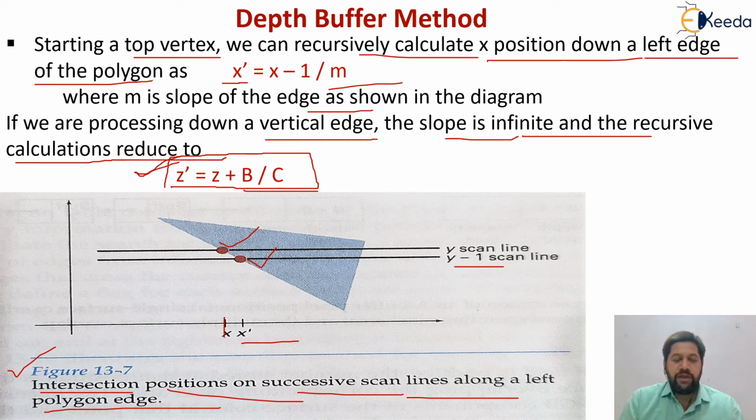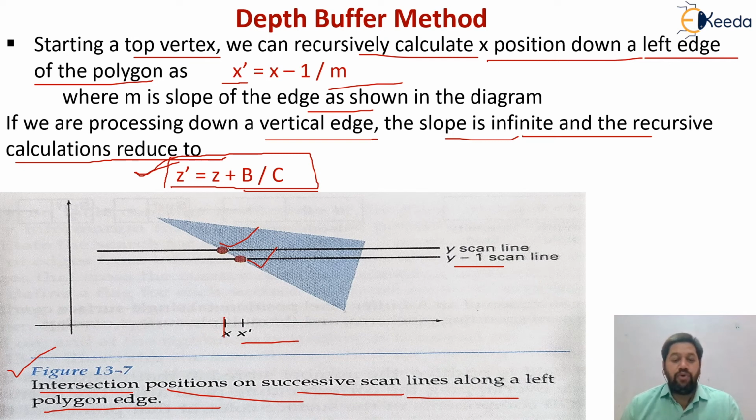I think we have learned many details about the depth and how it is processed. Basically, we have only two steps here. What is step number one? First, we should understand that we have to use two separate buffers: one is the depth buffer, another is the refresh buffer. What is the initial value of the depth buffer? It is 0. What is the initial value of the refresh buffer? It should be set to background.